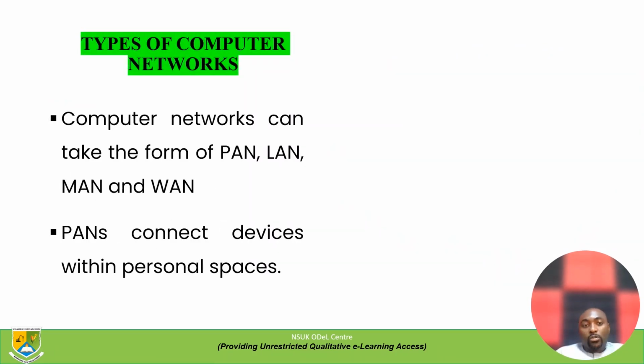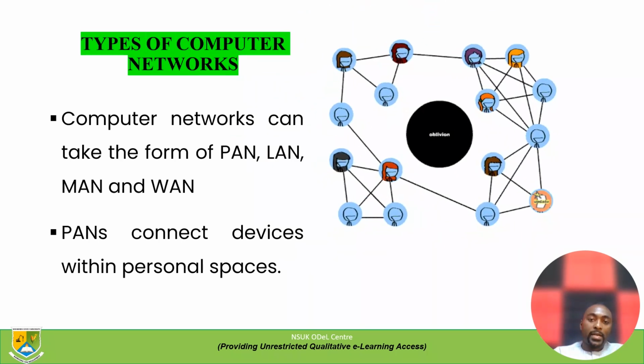Types of computer networks. So computer networks can take different forms. Either you can see them in the form of PAN, that's personal area network, and then local area network, or metropolitan area network, and then the wide area networks. For the PANs, they connect devices within personal spaces. So when you have users connecting, let's say, phones using the likes of Bluetooth or infrared, such a network can be regarded as a personal area network.